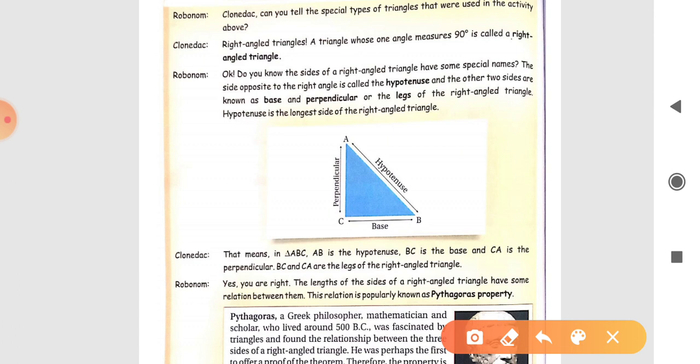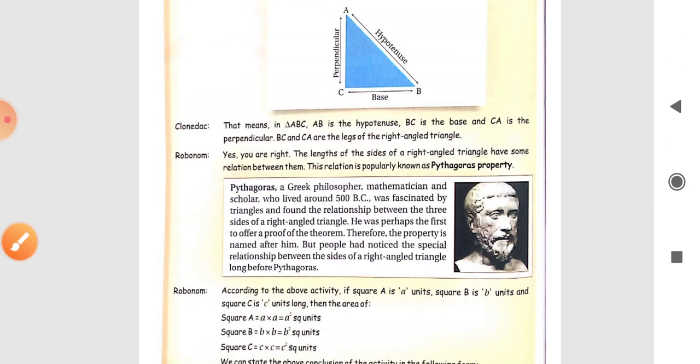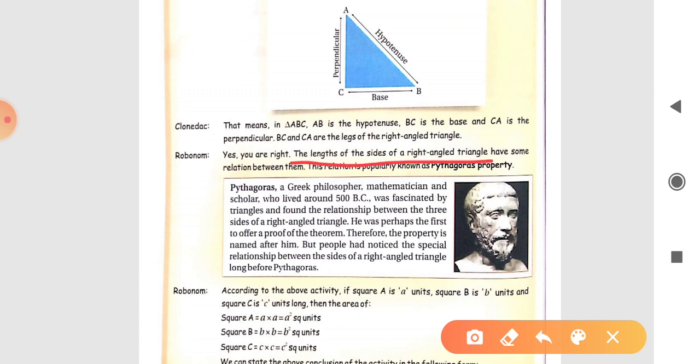And here BC is known as the base and AC is known as the perpendicular, because AC is perpendicular to BC. So these are the names of the sides of a right angled triangle. Then the property of a right angle triangle is Pythagoras property: the lengths of the sides of a right angle triangle have a relation, and this relation is known as Pythagoras property.